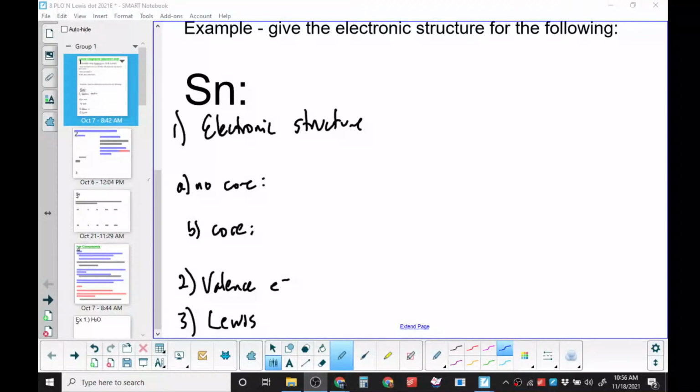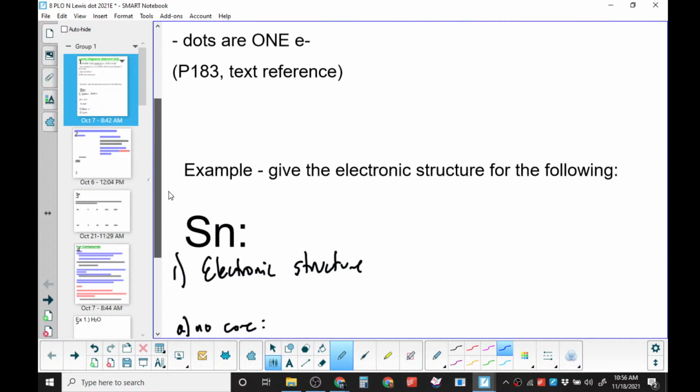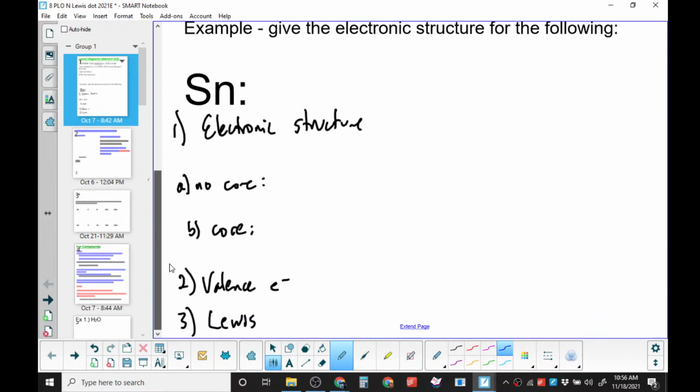Streaming. I'll pop that back up there since whoever is hopefully listening to this can copy that down. And then scroll back down to here. We're giving you the electronic structure of no core, core, and valence electrons.